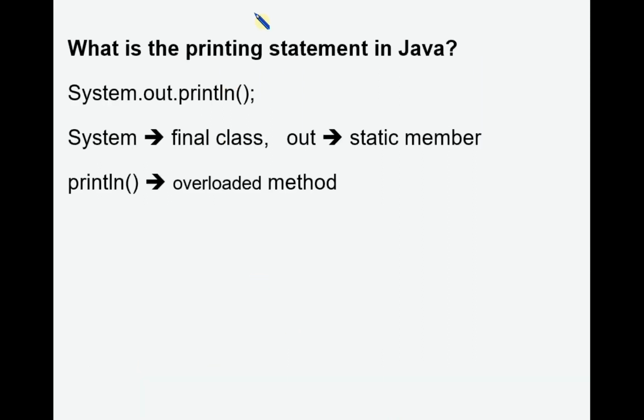So what is the printing statement in Java? System.out.println. Here System is a final class, which means it can't be inherited. Out is a static member. What about println? Yes, it is an overloaded method. It is overloaded so that it can display any data type like integer, boolean, string.